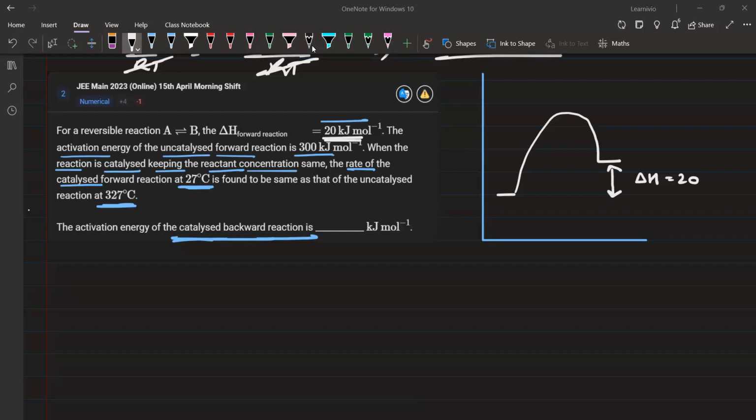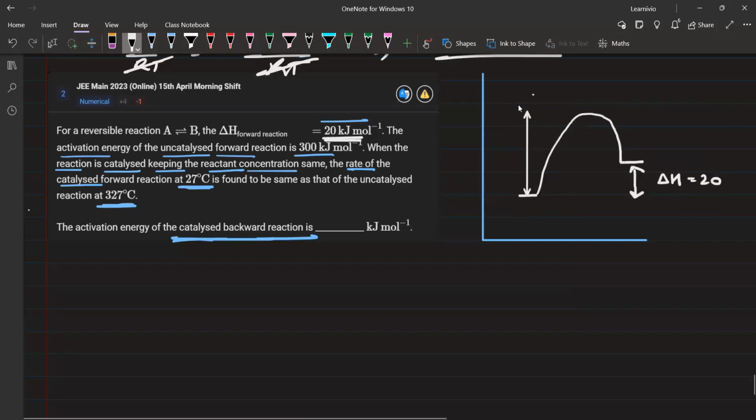Next, they are saying the activation energy of uncatalyzed forward reaction is 300 kilojoule per mole. That means this part, forward reaction uncatalyzed, this is how much? 300. This is 300 kilojoule because it is activation energy, not threshold energy. The reactants already have some energy and you have to give some extra energy to reach threshold energy. That is known as activation energy. This is activation energy, 300 kilojoule per mole.